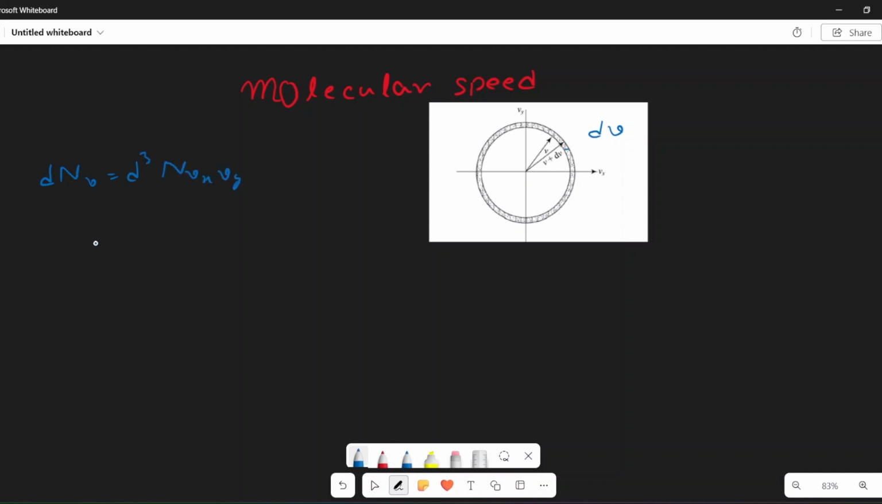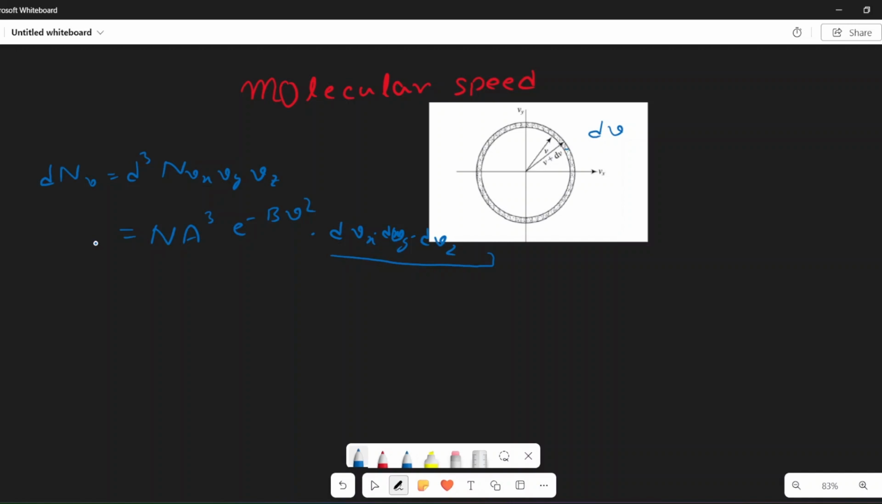This expression is from the Maxwell-Boltzmann distribution law: A to the power 3, e to the power minus b v squared, dv_x dv_y dv_z. Now we are not concerned with this term. This is the volume of this region. Now for a spherical cell, what will be the volume?